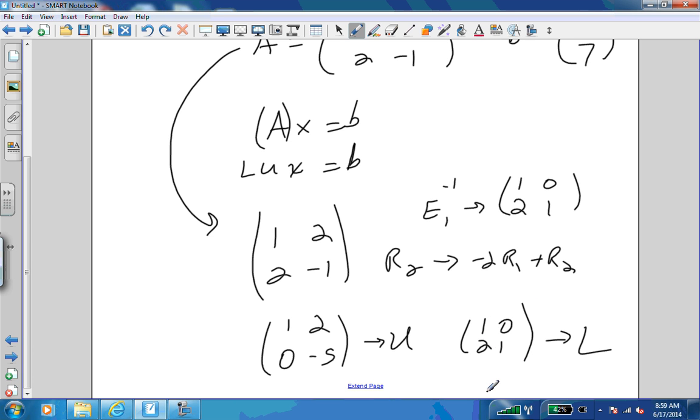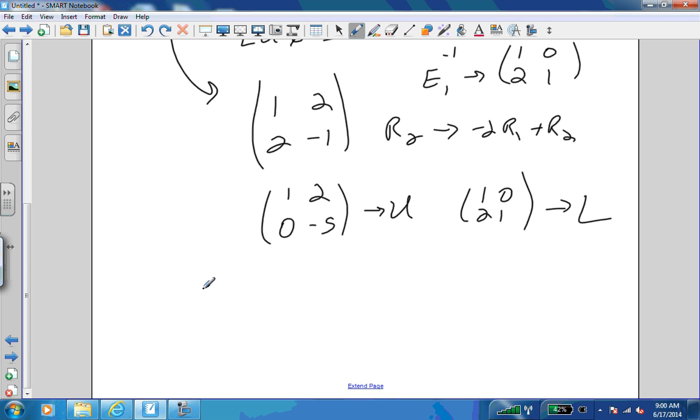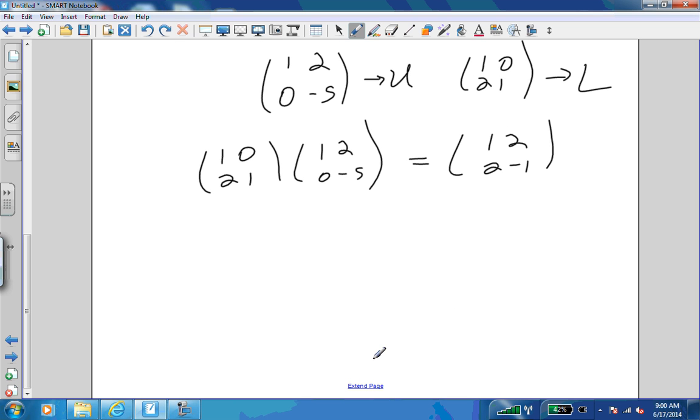And again, if it took more than one row operation to get to our upper, then it would be a product of those elementary matrices. So our LU is 1, 0, 2, 1, 1, 2, 0, negative 5. So that's actually equal to A. Alright, so we said we're going to take the system AX equal B, and we're going to change A to LU.